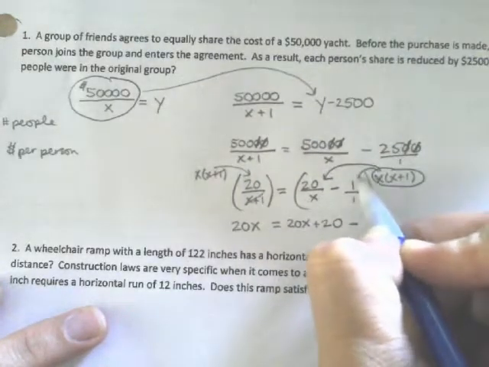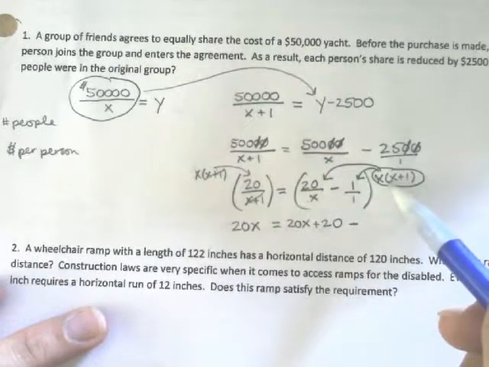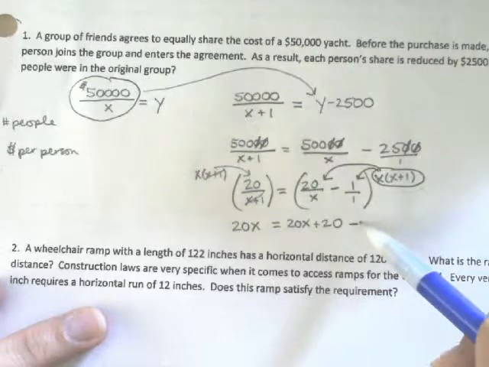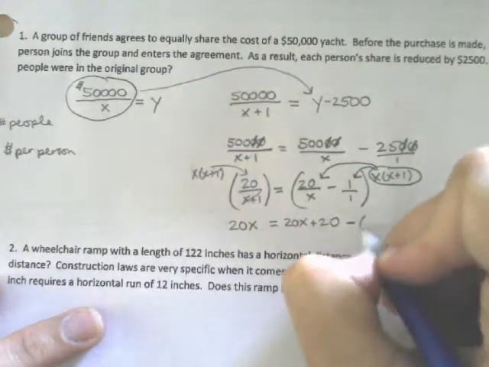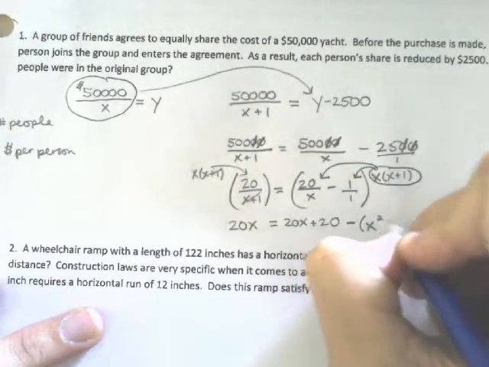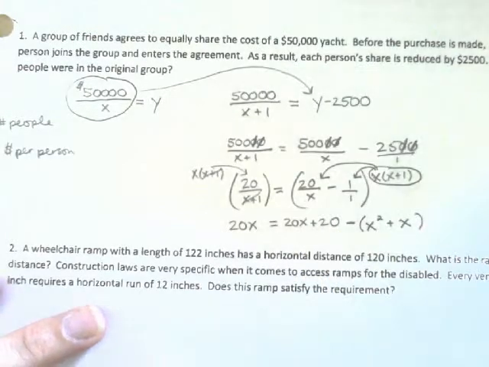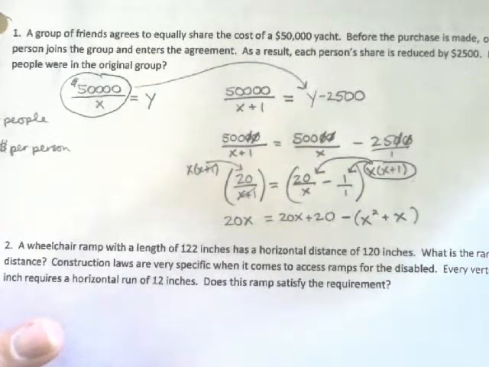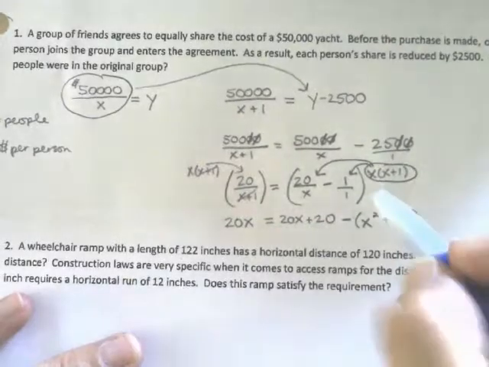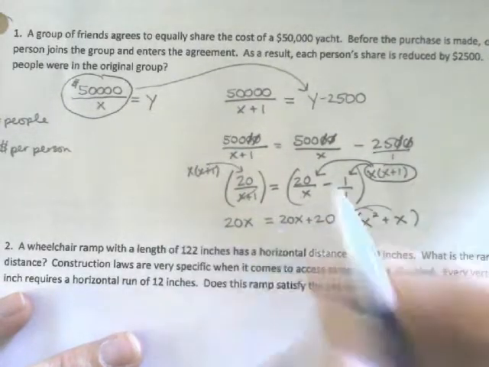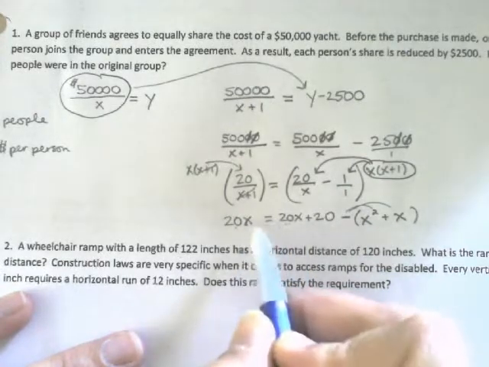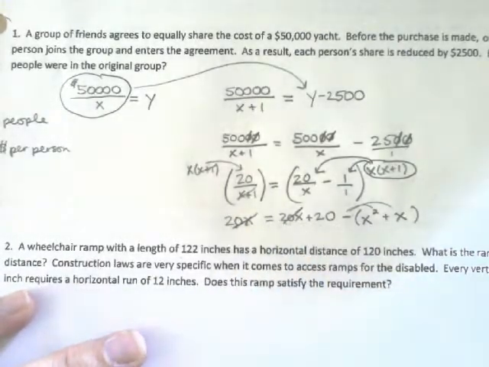minus, and when I distribute here, this is just going to be X squared plus X, but there's a minus sign in front of it, so be careful there. Keep parentheses around it: X squared plus X. Now that the rational equation is gone, what kind of equation is this? Quadratic. So I'm just going to distribute and get everything equal to 0. Do you see the 20X's on both sides? Good, they're gone. Subtract 20X over, that's gone.